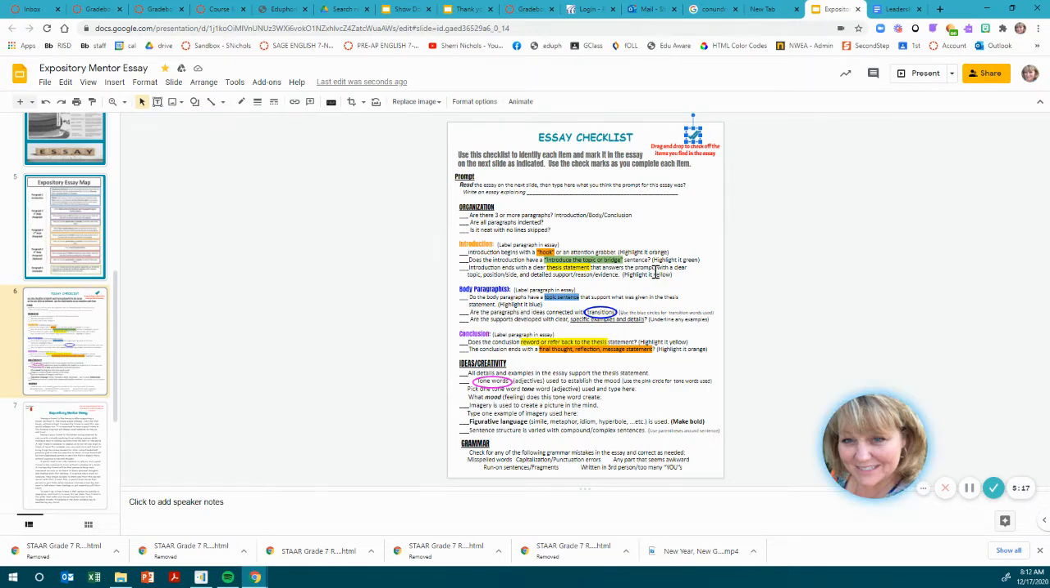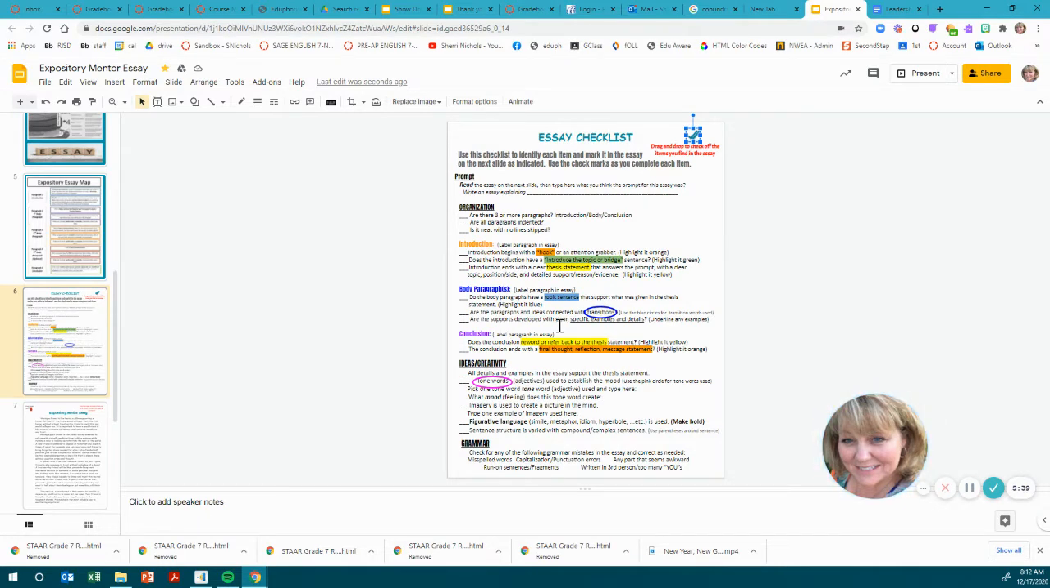You will highlight this yellow, your thesis statement. And then it goes on to tell you for the body paragraph, do the body paragraphs have a topic sentence that supports the given thesis? If yes, highlight it blue. Are the paragraphs and ideas connected with transitions, transition words? Use blue circles to find those transition words.